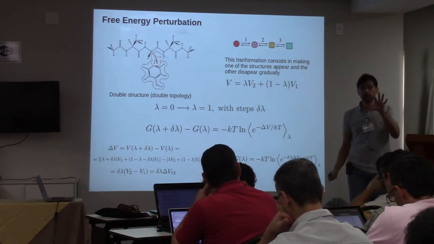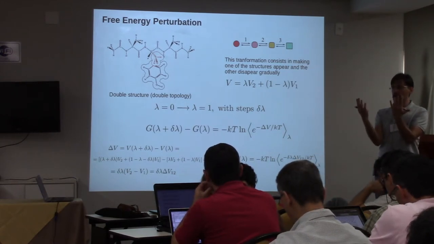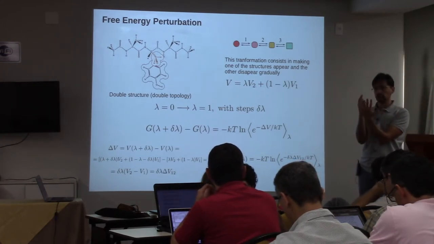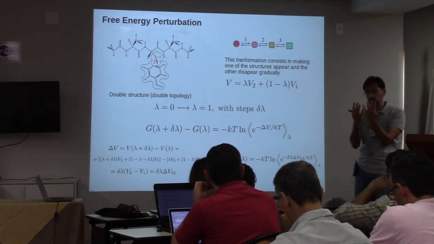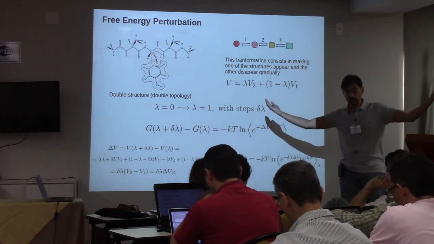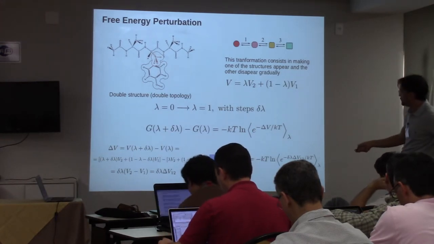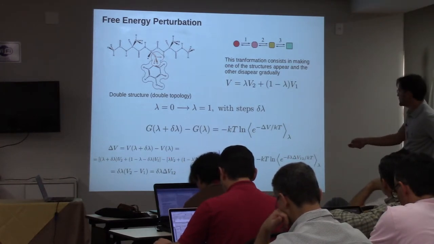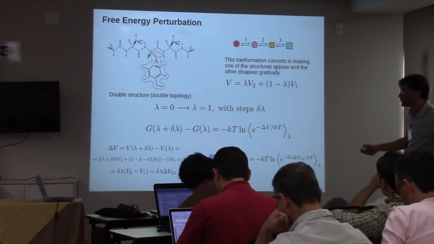So the second simulation will have a potential energy which will be a combination of the alanine and the tyrosine, except that this combination is much in favor of the alanine. So you transform the alanine into the tyrosine by making the alanine disappear gradually in the simulation, and the tyrosine will appear gradually, in a set of simulations, actually, because for each step delta lambda you are performing a new simulation. For each step delta lambda, you can compute the free energy difference associated with this small transformation.